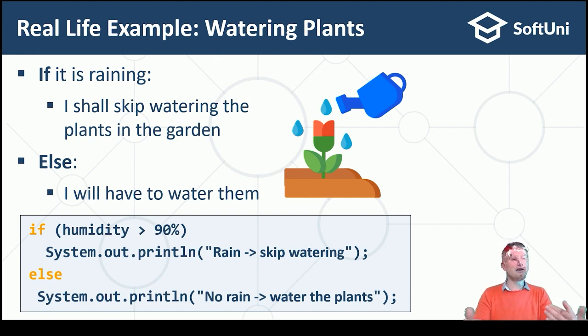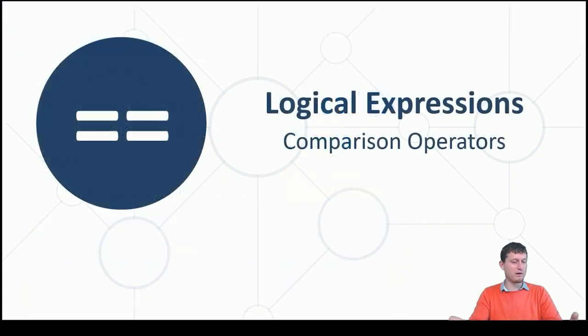So this is how in a real-world scenario we may need to check a condition and take some actions according to this condition. If it is true, we do something. If it is not true, we do something else, another thing. And this is in the real world. In programming, we have the same concept, which I will explain a little bit later. So let's first start with the logical expressions.